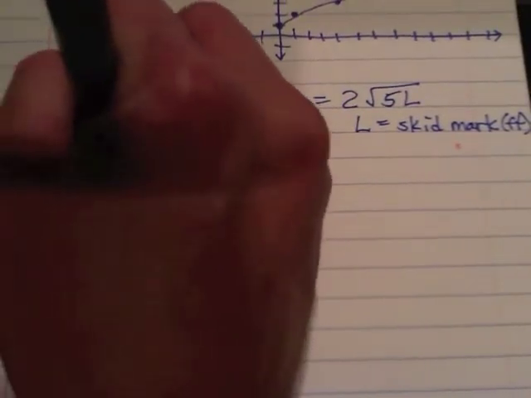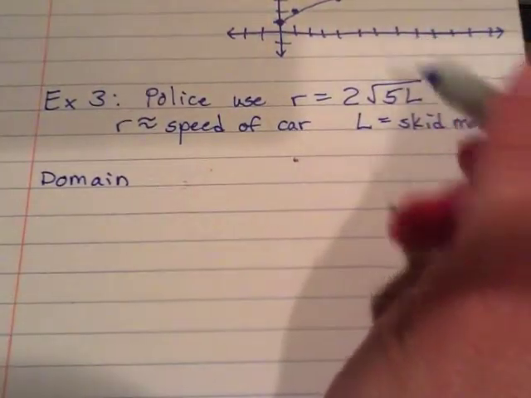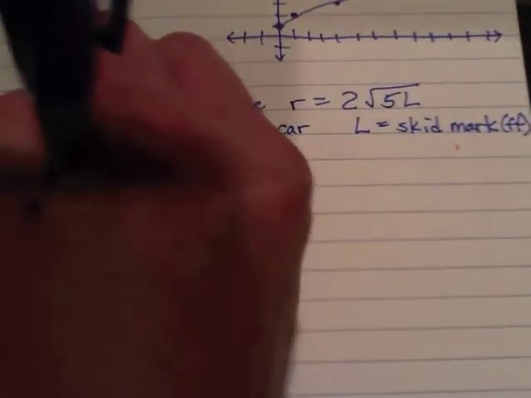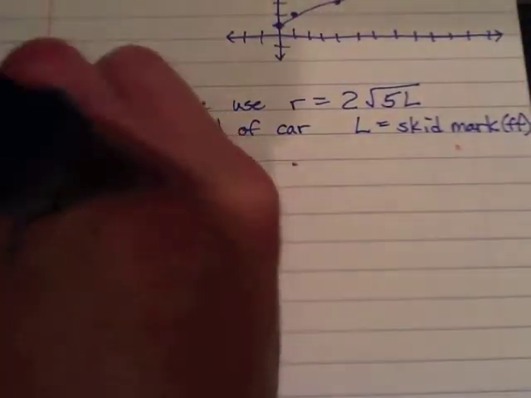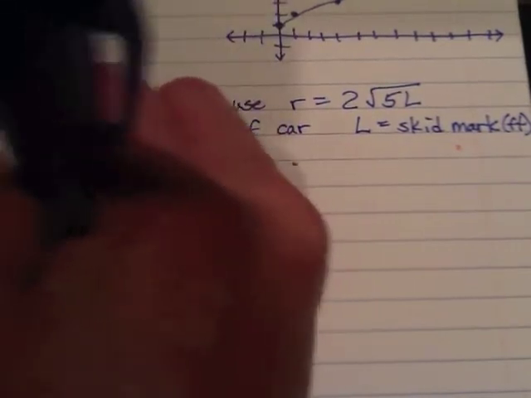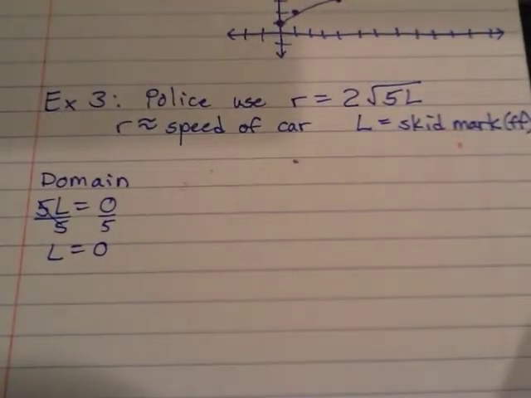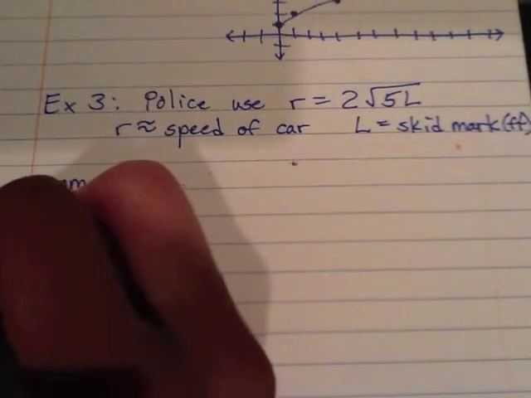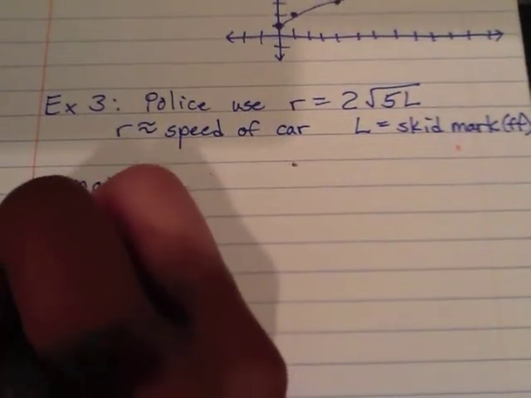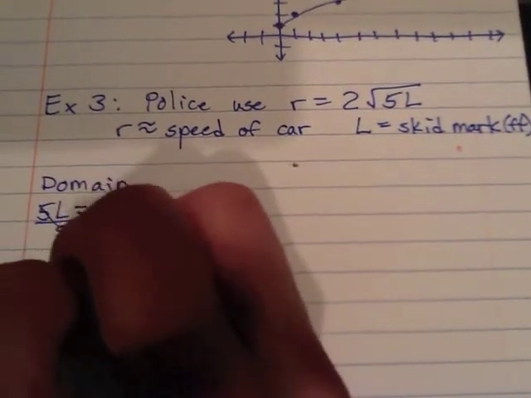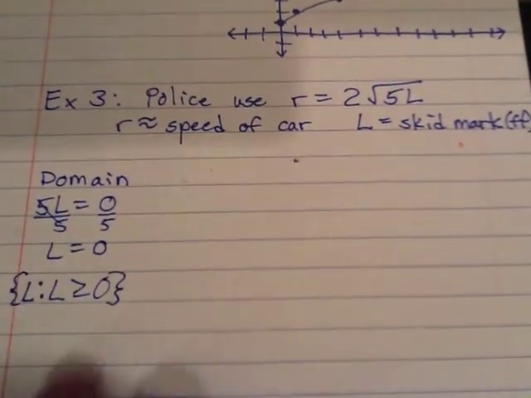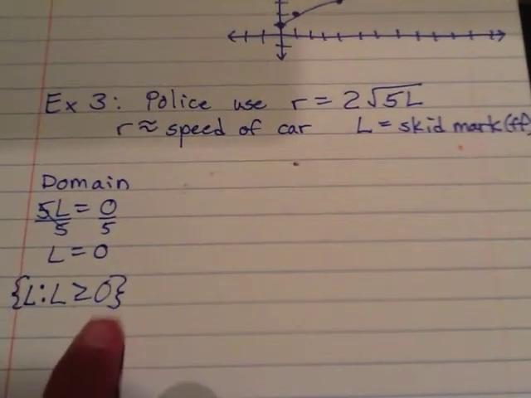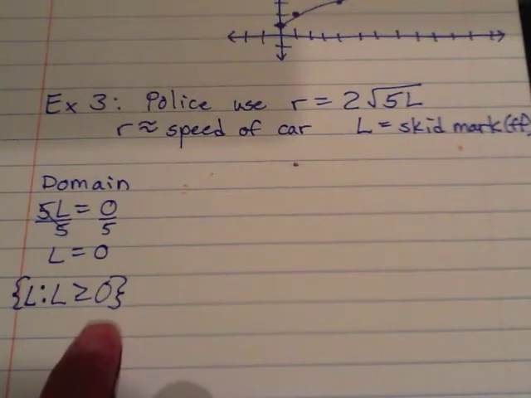And remember, domain is everything under the square root setting equal to 0. So 5L equals 0, and when I divide by 5, I get L equals 0. So in this case, I know that my skid mark lengths are all going to be greater than or equal to 0, which makes sense because we're not going to have a negative skid mark length.